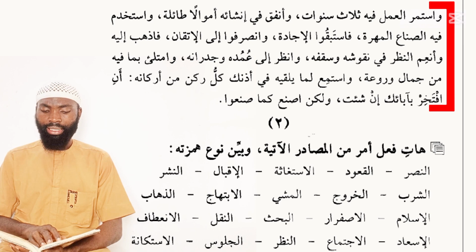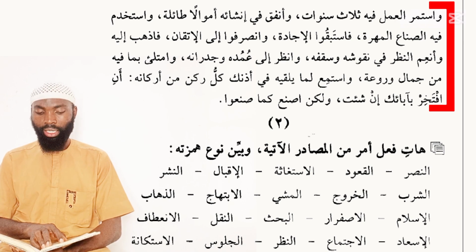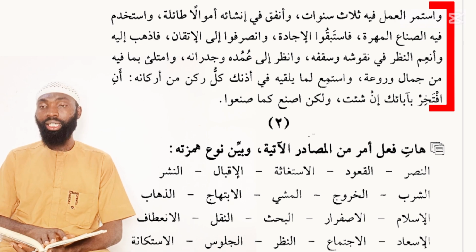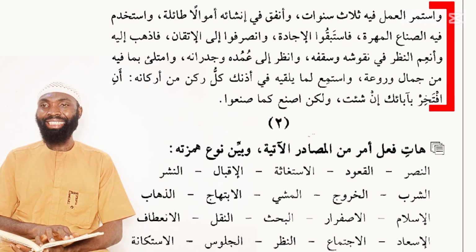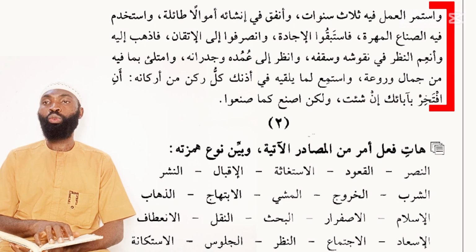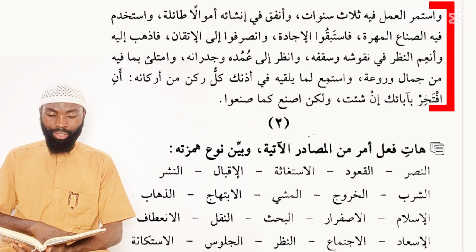Now we have wastakhdama fihi sunna al-mahra. You can see also istakhdama, this is the past tense of a sudasi verb, and it's hamzatul wasl. Al-mahra, hamzatul wasl. Fastabaqul ijada. So you can see the word ijada here, the ijada is hamzatul qata' of a ruba'i verb, a masdar. Wansarafu ila al-itqan.